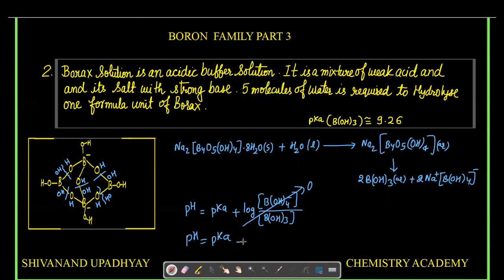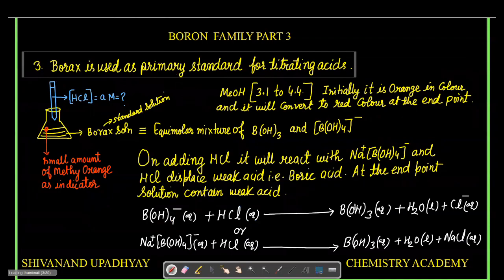And the value of pKa, boric acid is a very weak acid. pKa value is given 9.26. So we can say that borax solution is alkaline in nature. Right? It can turn litmus paper blue because it is alkaline in nature. So hope you understand that 5 water molecules are required because there are 5 B-O-B bonds. And after hydrolysis, there is formation of 2 triangular units and 2 tetrahedral units. So this solution is acting like a buffer solution.